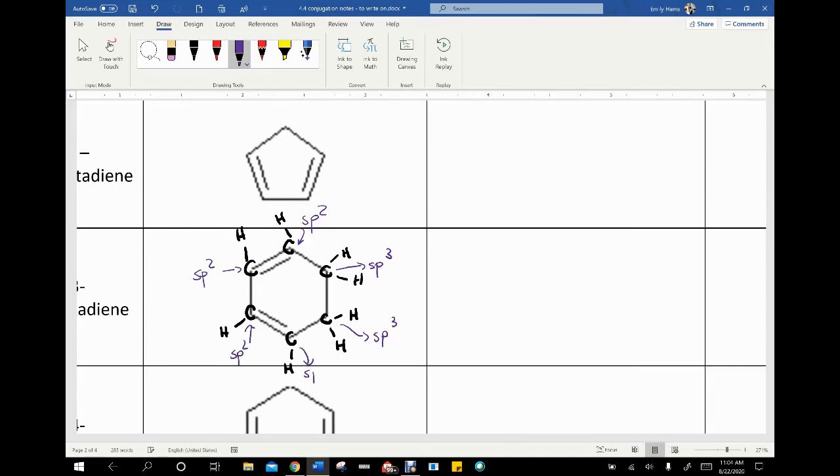Okay. So now when we go to sketch, we're going to keep in mind that the sp2 carbons will have unhybridized p orbitals, while the sp3 carbons will not. So let's go ahead and draw in our p orbitals. Okay, shade the tops, leave the bottoms unshaded, and then we can fill in our hydrogens.